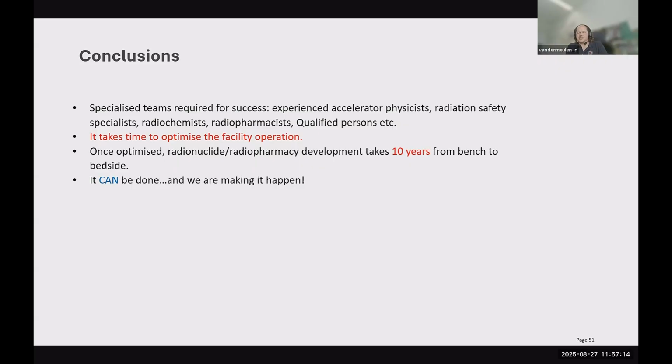And now that this is happening more and more, I'm inclined to think that policies and things will be streamlined, and that the time taken to go from bench to bedside will be shortened. So that concludes my presentation, and I'm open to questions.